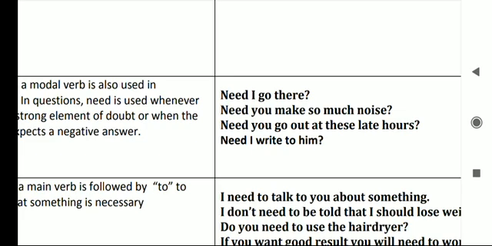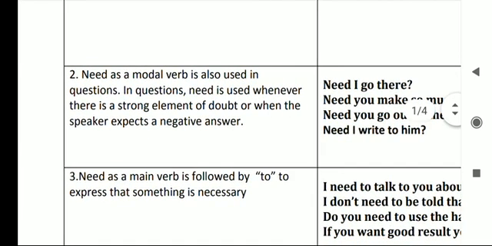Need I go there? Need you make so much noise? Need you go out at these late hours? Need I write him? So, need as a modal verb is also used in questions, whenever there is a strong element of doubt or when the speaker expects a negative answer, right?